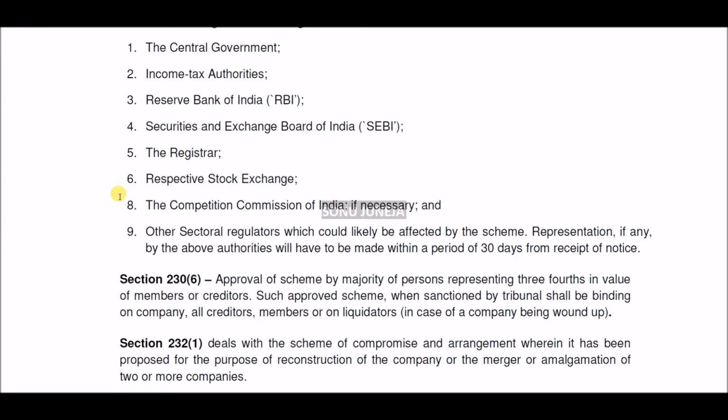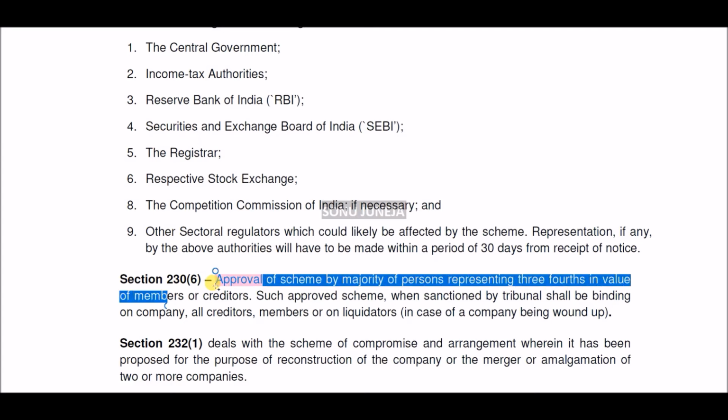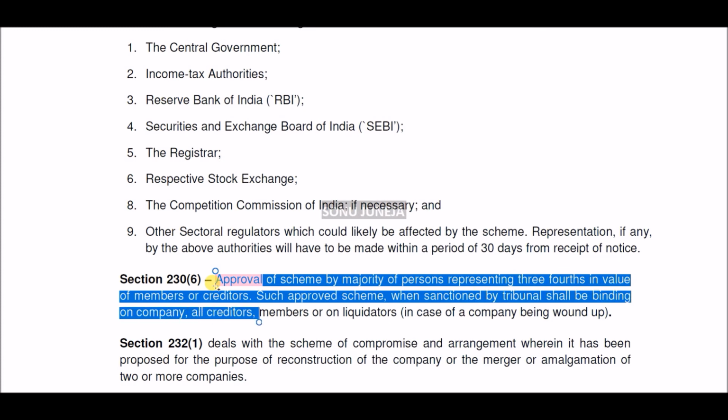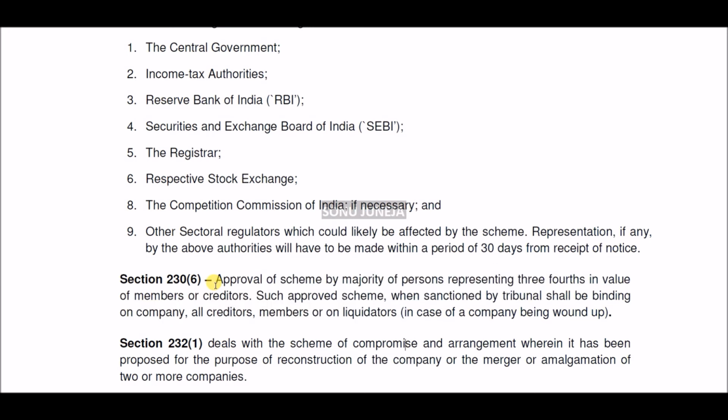Then you have section 230 subsection 6, where the approval of a majority of persons representing 3/4 in value of members or creditors, as approval of the scheme when sanctioned by the tribunal, shall be binding on the company, all creditors, members, or liquidator in the case where the company is being wound up. So do not worry, it is not that I am just reading. I have prepared notes, we'll discuss it in this video itself.